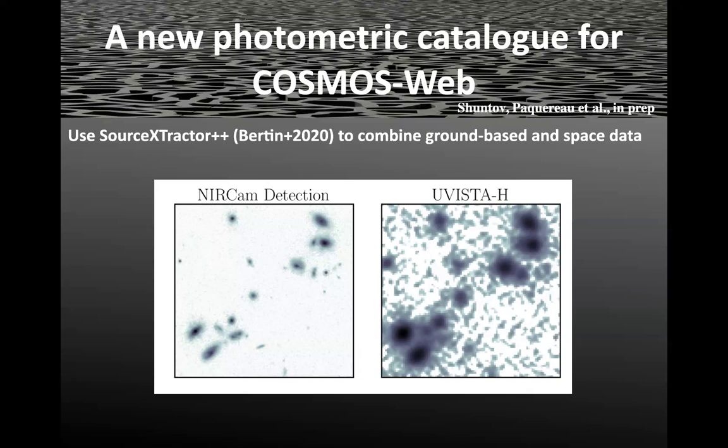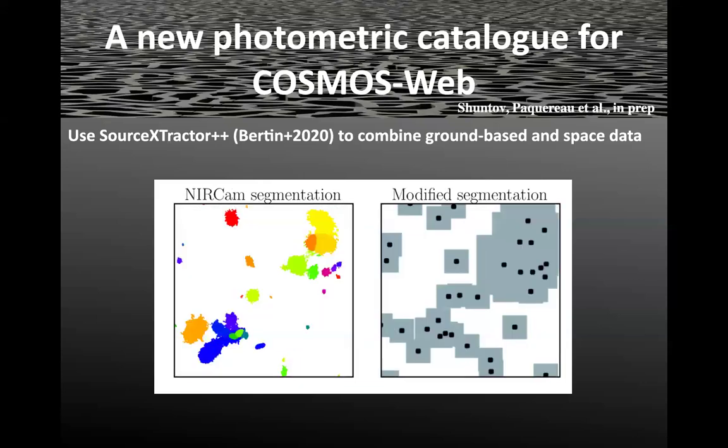We use SourceXtractor++, which is a code developed by people at IAP and Geneva to derive the photometry. You have the NIRCam data, and you want to combine it with the ground-based data, which are here. You can see the difficulty because the resolution is totally not the same and the sensitivity is not the same. That's why such a tool is important. That's the work done by Marco Shuntov and Louis Pacoro at IAP with Henry. You have the NIRCam image segmentation. You combine all the galaxies which are close by, and we do the photometry of all these galaxies in the group together.